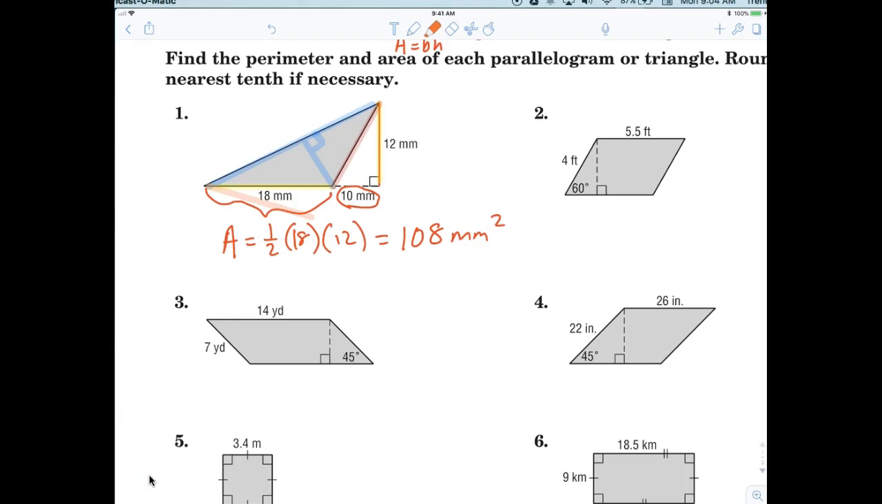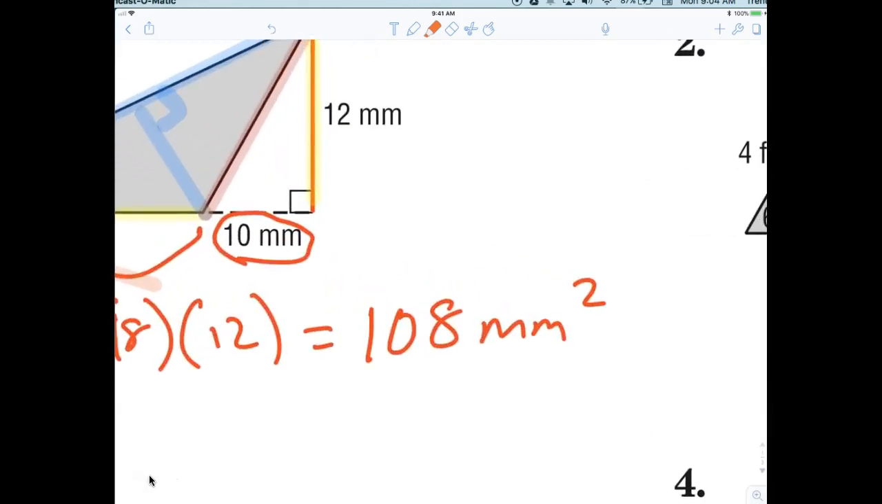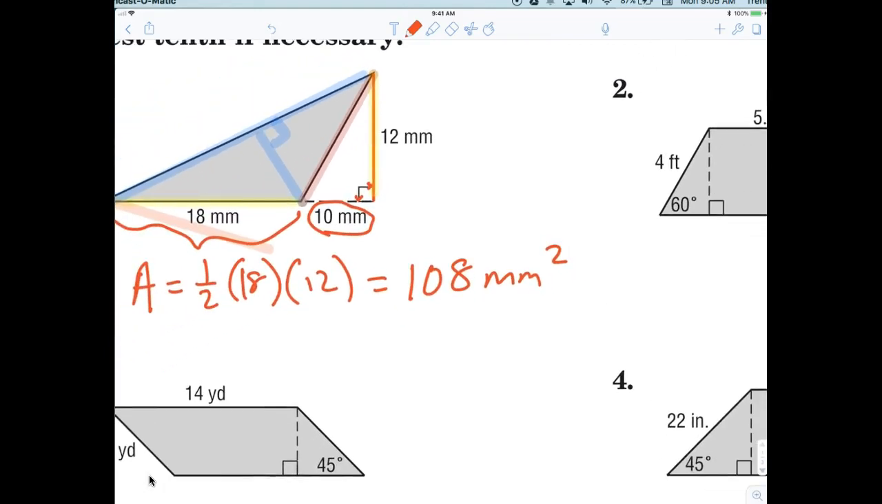You just have to make sure that you pick the height that corresponds to the what? To the base. And I tell kids the easy way to remember to do that is go to the perpendicular symbol and draw arrows. It points to the base and it points to the height it's supposed to be using. That's a good way to do that. However, in this case, 10 would not be the base, but 18 would be the base. Little things now.